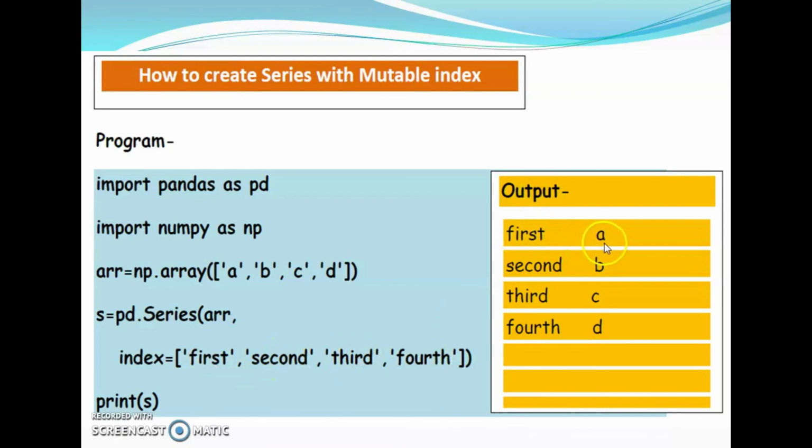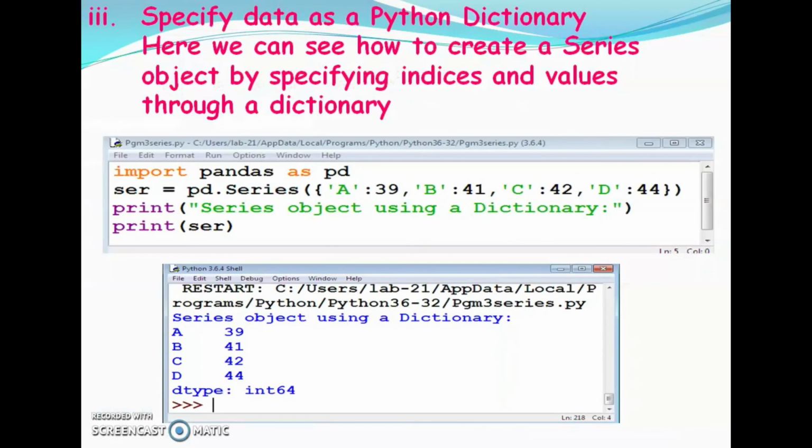First, the value is A. Second, the value is B. Third, the value is C. Fourth, the value is D. Left side is index values, right side is data values. Okay, clear this one? Then third one, specify data as a Python dictionary. Here we can see how to create a series object by specifying indices and values through a dictionary. You already learned about dictionary, that is within these curly braces you can specify the dictionary values.